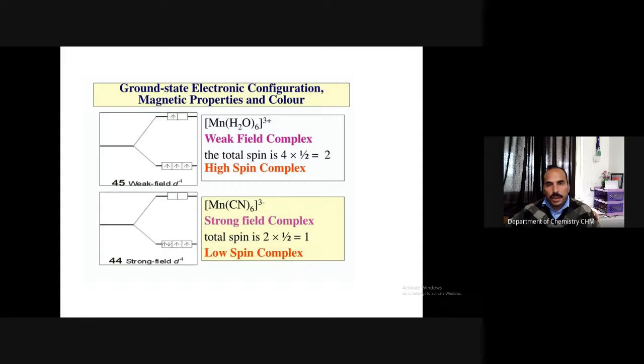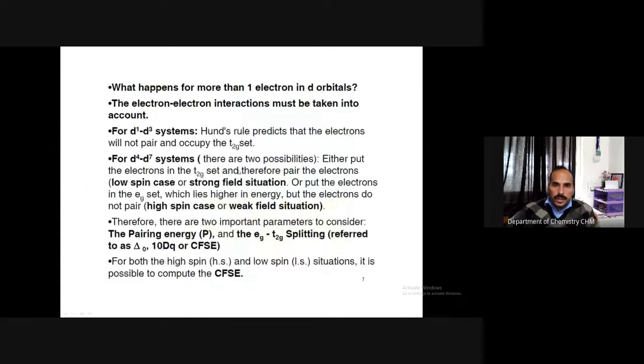All right. I hope you are able to correlate this, like pairing energy and splitting between the t2g and eg, delta O. If delta O is greater than the pairing energy, it will be low spin. If delta O is less than the pairing energy, it will be high spin. So you can predict the ground state electronic configuration, magnetic properties, and color using all these things that we have just discussed over here. All right.